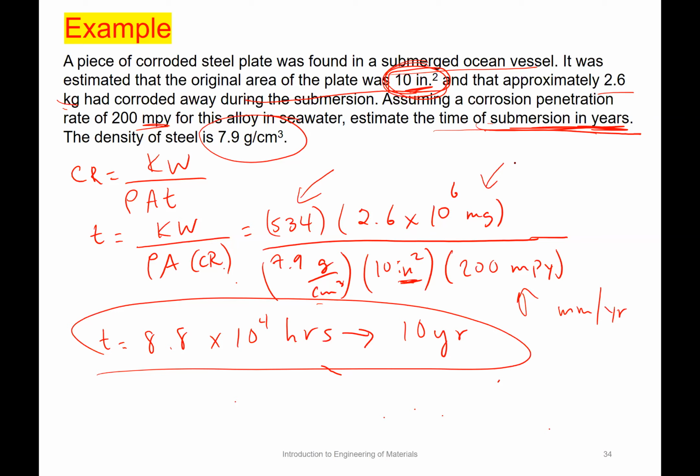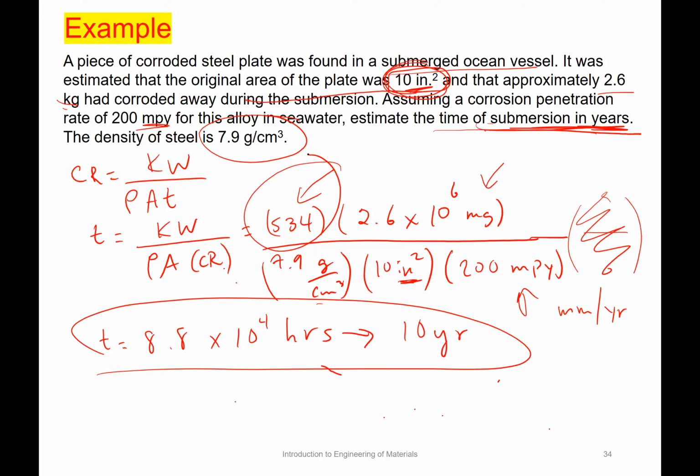So why were you able to use the density in centimeters cubed, but the area is in inches squared? So if you convert this, you would get some factor, right? I mean, 1 inch is 2.54 centimeters. You would cube that, all of that. Well, you wouldn't have to do all of that because that's already subsumed in 534.